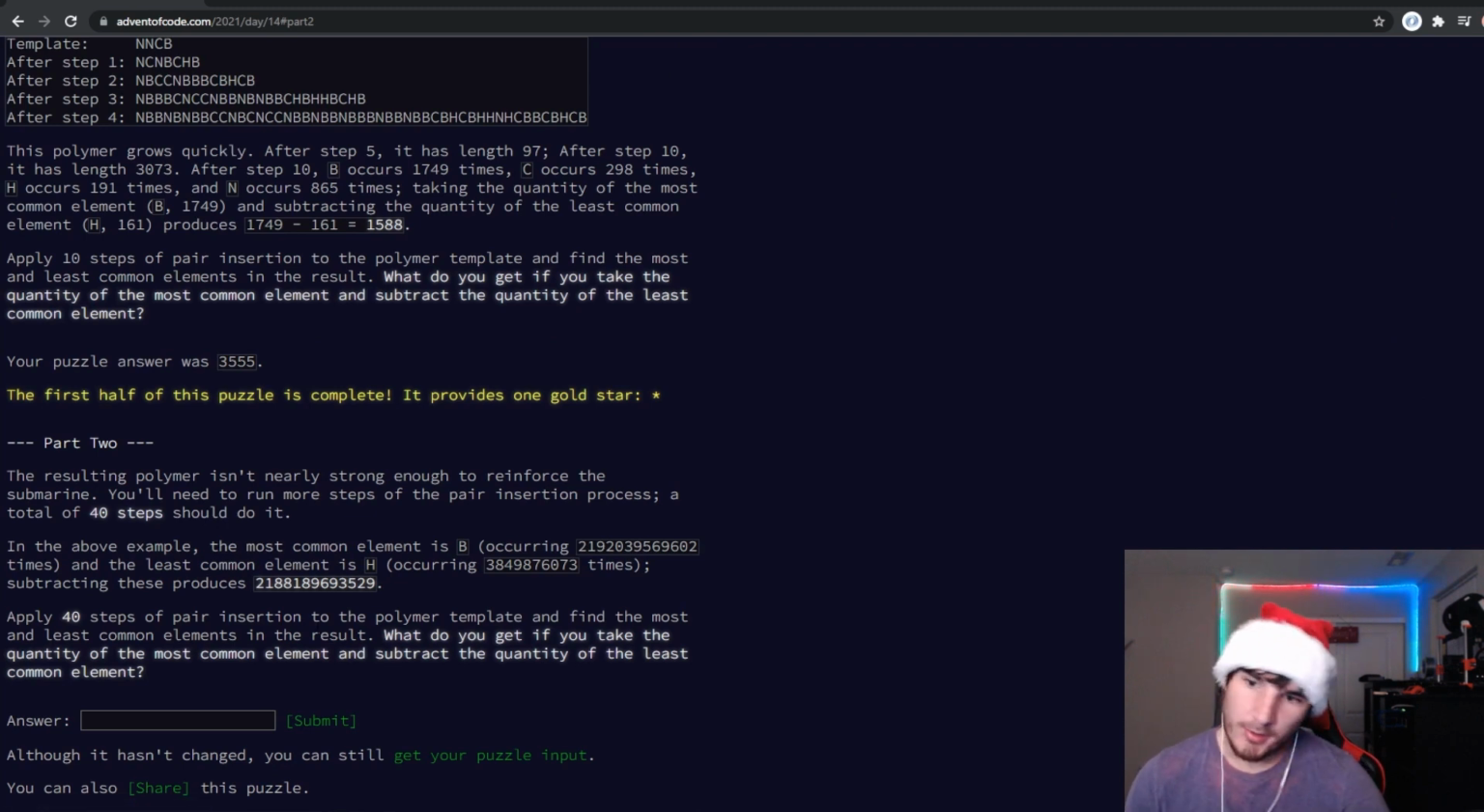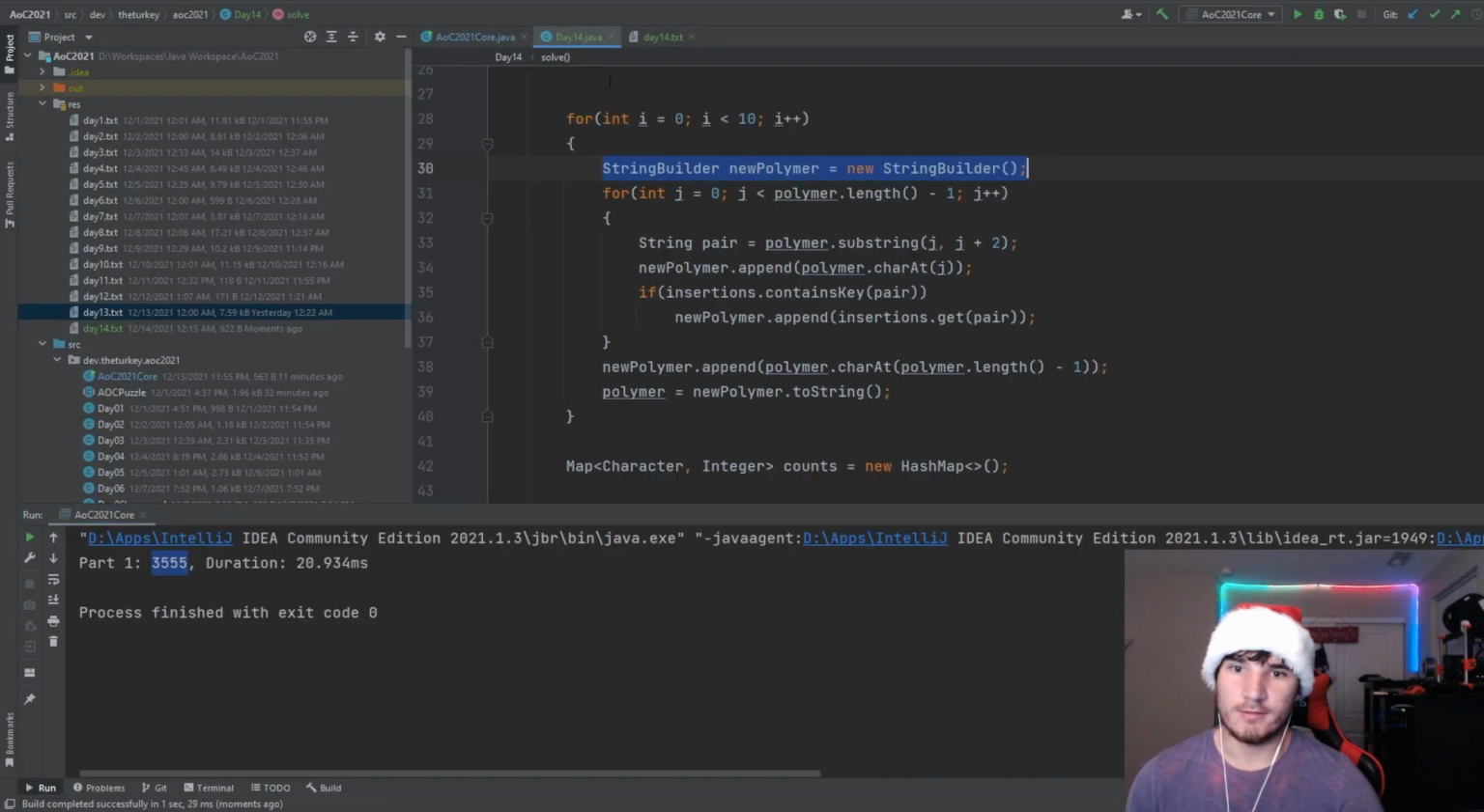Part 2. The polymer isn't nearly strong enough to reinforce. I need to run more steps. A total of 40 steps should do it. Okay, so instead of 10, let's go for 40. This should run fast enough.